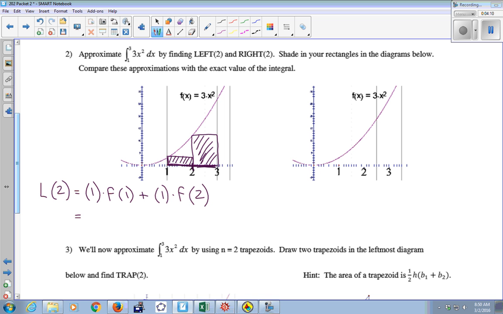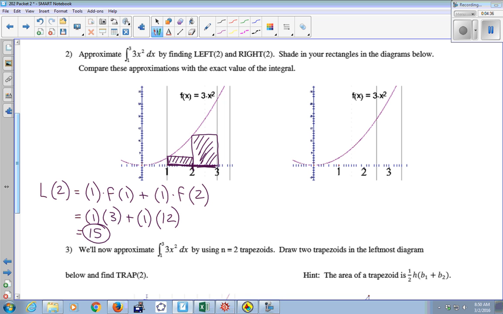All right, so now I'm just going to figure out what f of 1 and f of 2 are. So I have 1 times f of 1. If my function is 3x squared and you plug a 1 in there, you get a 3. Plug a 2 in there and you get 2 squared is 4 times 3 is 12. So that comes out to 15.